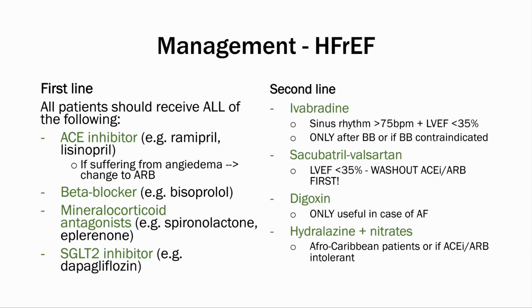Hydralazine and nitrate combinations are used in Afro-Caribbean patients or those who cannot tolerate ACE inhibitors or angiotensin receptor blockers. And then in some cases, we utilize sacubitril valsartan in patients who have a left ventricular ejection fraction of less than 35%. What we usually need to do first is stop the ACE inhibitors or angiotensin receptor blockers before using it. So we call it a washout period.